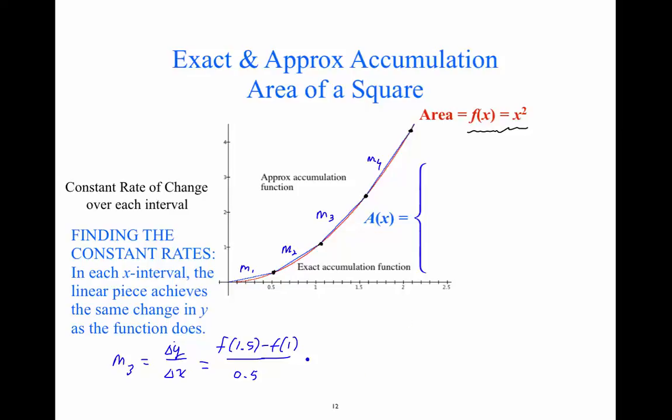So f of 1.5 is 2.25. F of 1 is... change in y over change in x. Is it 2.5? So that's M3. That constant rate of change that we're using to simulate that part of our exact accumulation function has a rate of change of 2.5.